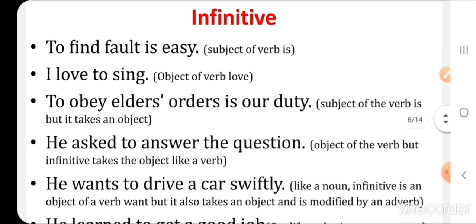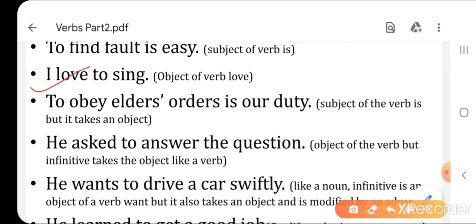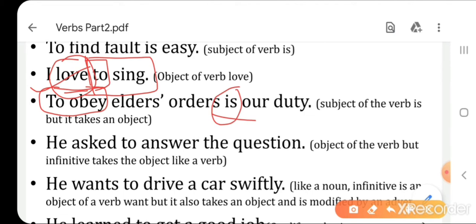Now look at the second example. I love to sing. Here to is used, but that is after the verb, so it is in the objective part. I love to sing, so it is an object of verb love. Now third example, to obey elders orders is our duty. Again, to obey is an infinitive and it is used before the main verb is. So it is a subject of a verb, and mainly it is a verb. Obey is a verb, so it is taking an object of elders orders.